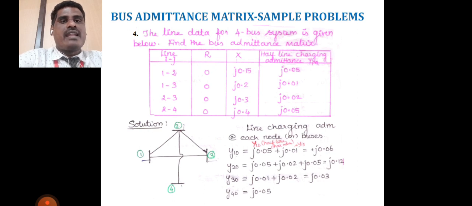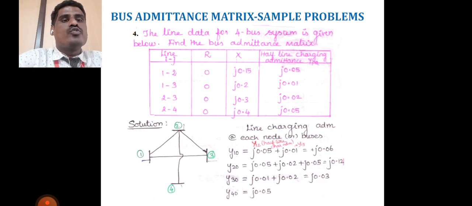Actually, 4 lines are present, line i minus j. The 4 different lines are connected from 1 to 2, 1 to 3, 2 to 3 and 2 to 4. R and X, R is resistance and X is reactance. So, R plus jX equal to Z, that means impedance equals resistance plus reactance. In this case, all the line values of resistance are 0 and the reactance value changes.